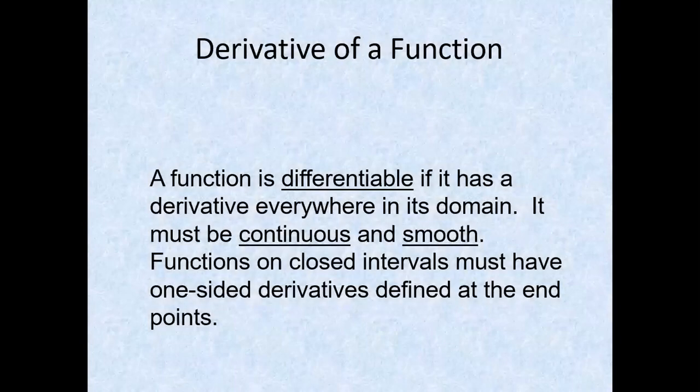So the derivative of a function: we have a function, and if that function is differentiable, if it has a derivative everywhere in its domain, then the function is derivable. So we know if it is continuous and smooth, the function on a closed interval must have a one-sided derivative defined at the endpoints.